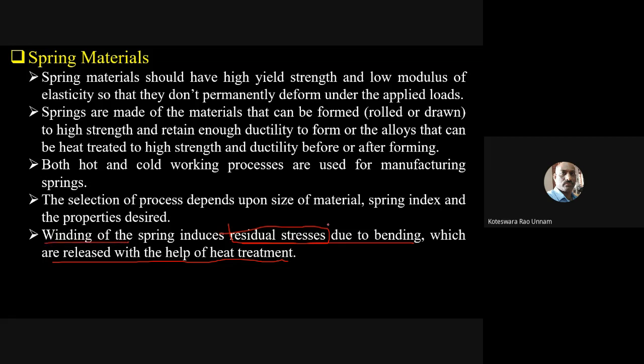If those stresses are still present in the spring, then the load carrying capacity of the spring will decrease. Therefore, to eliminate or relieve the spring of these residual stresses, again some kind of heat treatment process should be carried out on the spring so that these residual stresses can be eliminated or relieved from the material of the spring.